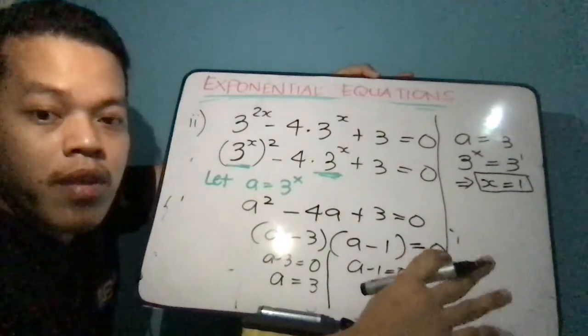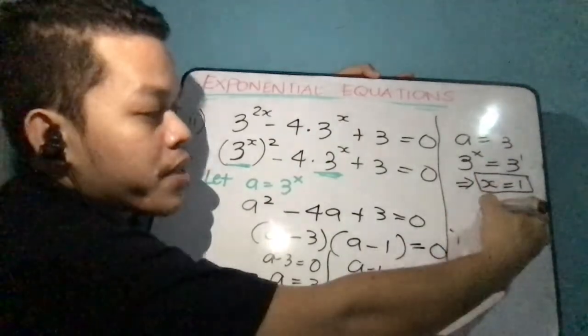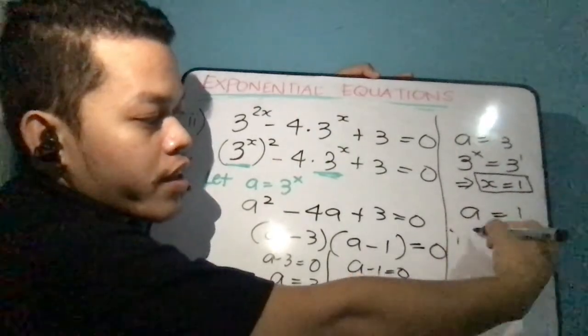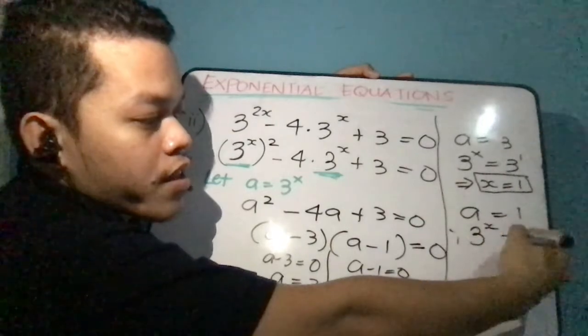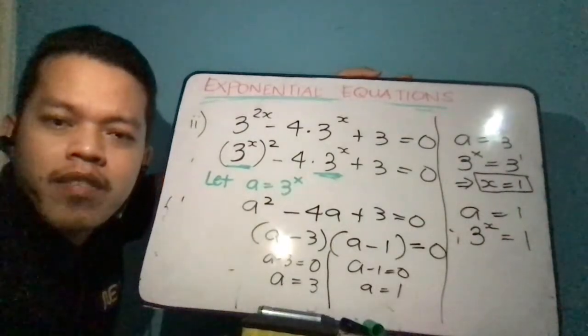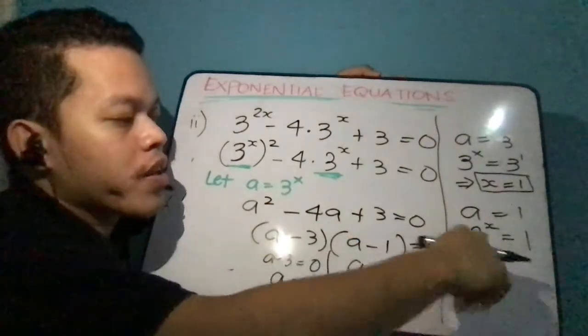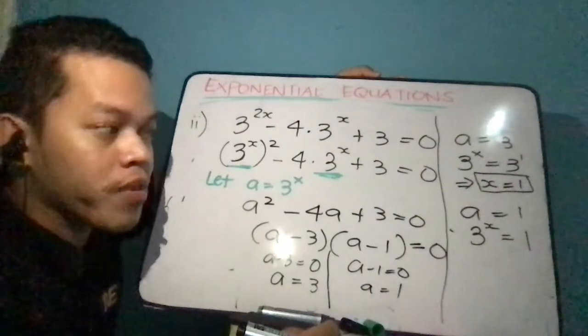So the first value of x is equal to 1. But we're not going to stop there because we have another value of a which is equal to 1. So that means when a is equal to 1, then therefore 3 to the x is equal to 1. But they're not of the same base. So how can we solve for the value of x when you don't have the same bases and we can't do anything about that?